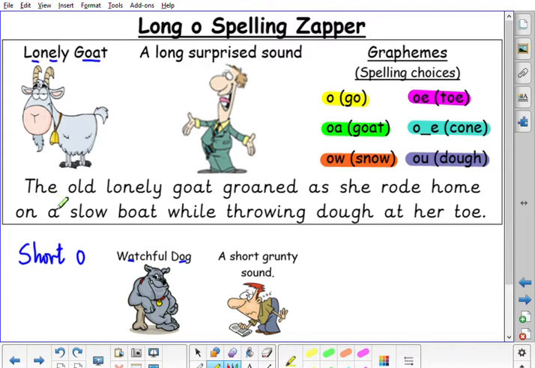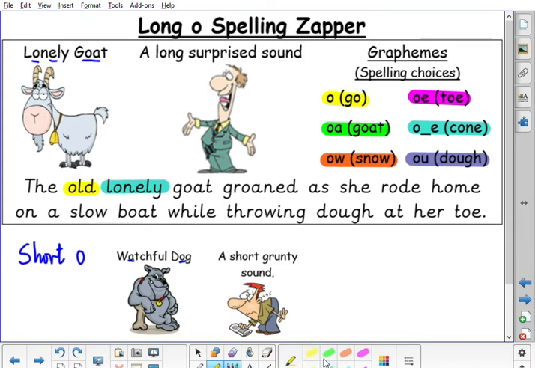Here's an example sentence using as many of those as possible. The old lonely goat groaned as she rode home on a slow boat while throwing dough at her toe. Bit of a nonsense sentence, but it's got lots of those spellings in. We can see, for example, there's an O by itself making a long O sound. Then we've got lonely making a long O sound, and let's go for blue because the O and the E have been split by an N to make the word lonely.